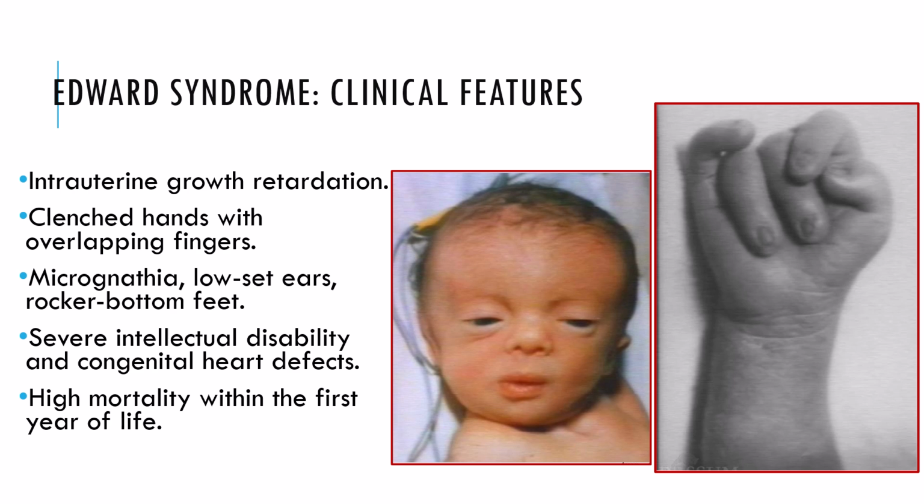Now we will see the clinical features of Edwards syndrome. The main clinical features are IUGR, intrauterine growth retardation, and in the face, low set ears and micrognathia. In the upper limb, clenched hands with overlapping fingers. In the feet, rocker bottom feet, severe intellectual disability and associated congenital heart defects. Edwards syndrome has a high mortality rate within the first year of life.